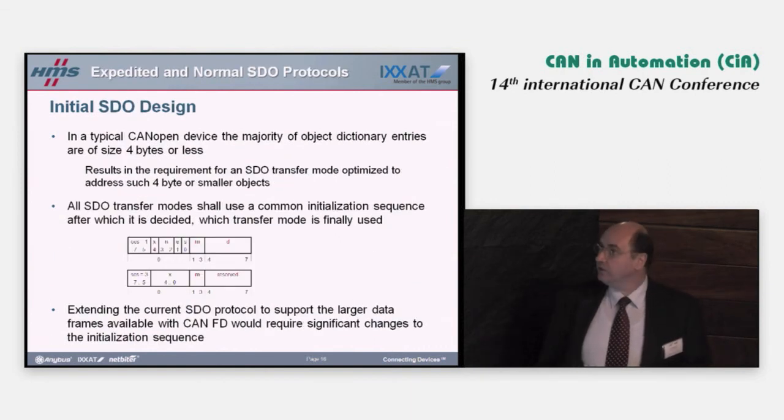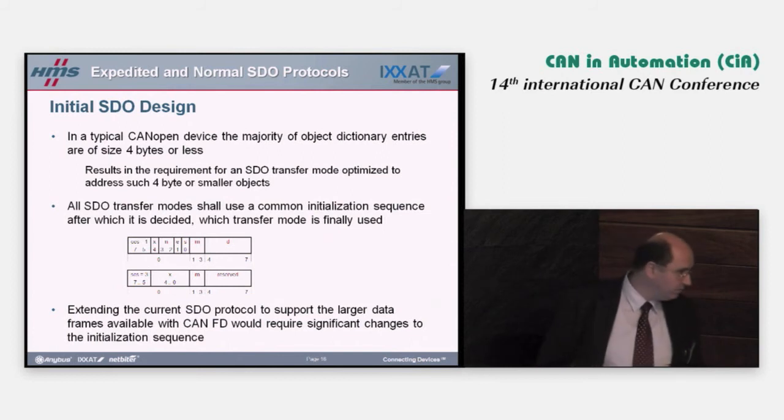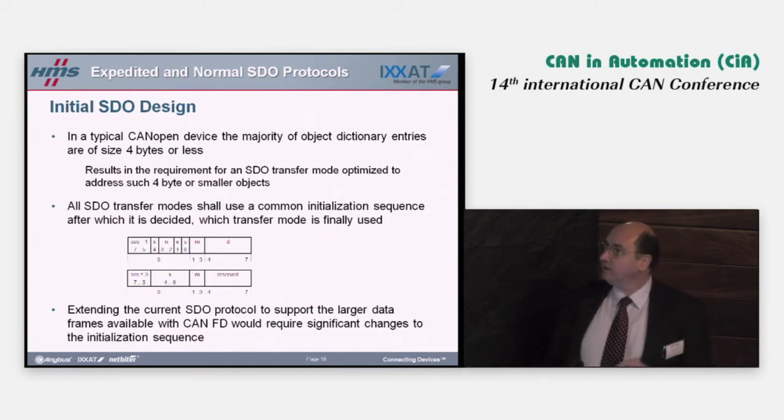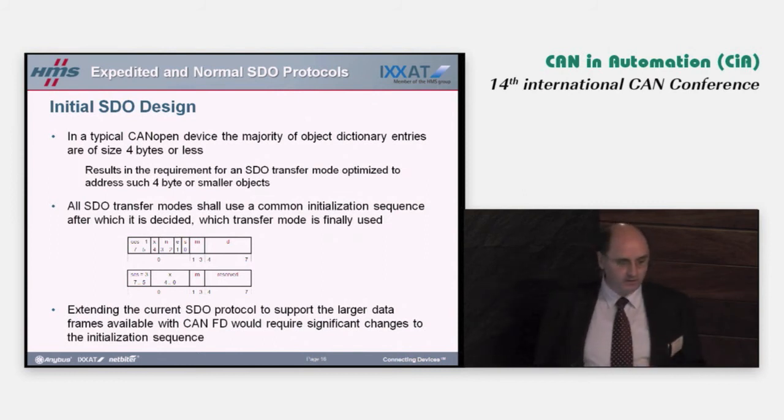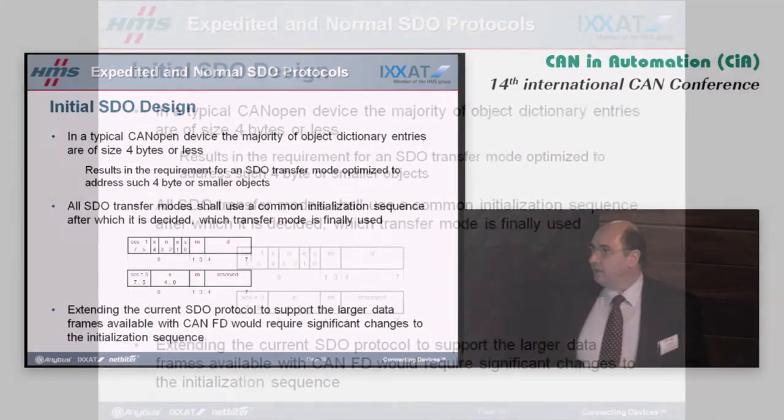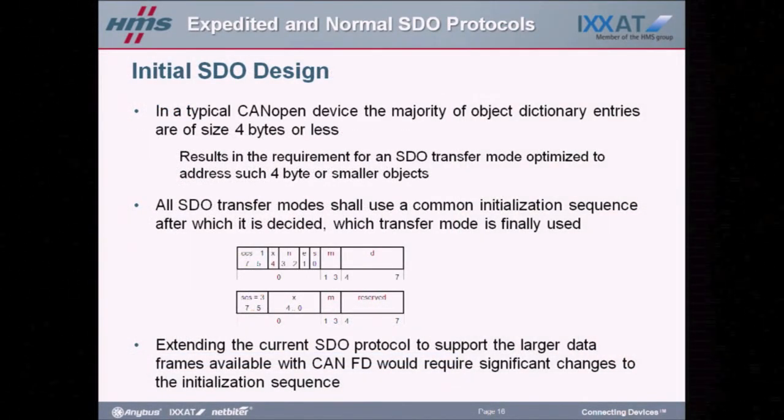So the initial SDO design goes back to the history of 18, 19 years ago, something like that. Most of the object dictionary entries have 4 or fewer bytes, so this results in a requirement for a transfer mode optimized for such objects. It's the expedited transfer. And all SDO transfer modes, at least at the time, should start with a common initialization phase, after which you decide which transfer mode you really use.